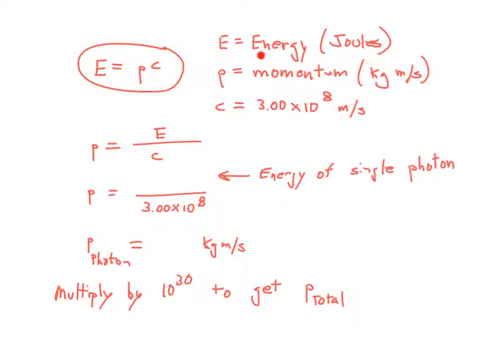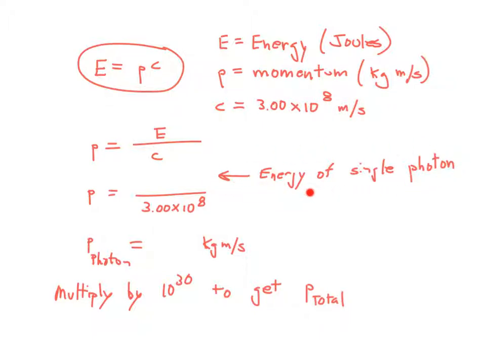Energy of a photon, you want to have this in joules, equals the momentum times the speed of light, as always, 3.00 times 10 to the 8th meters per second. So in other words, if you take this equation and rearrange it, solve for p, p being the momentum of a photon is equal to the energy of the photon divided by the speed of light, the speed of those photons. So you get the energy of a single photon from the previous page.